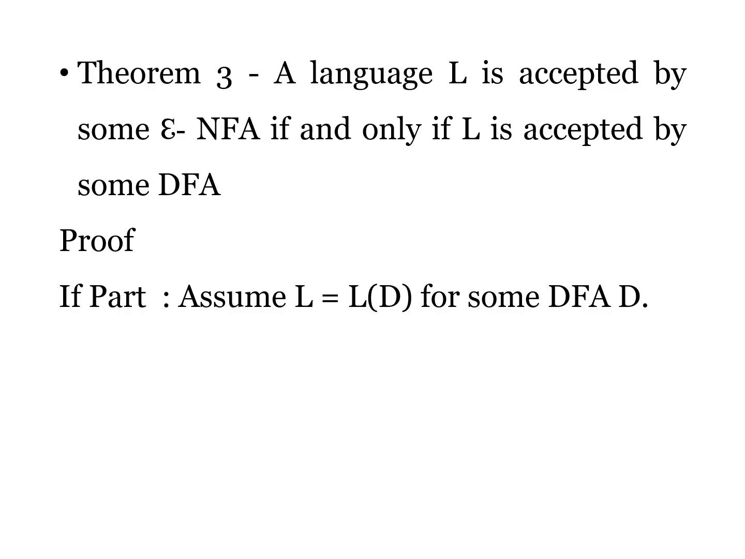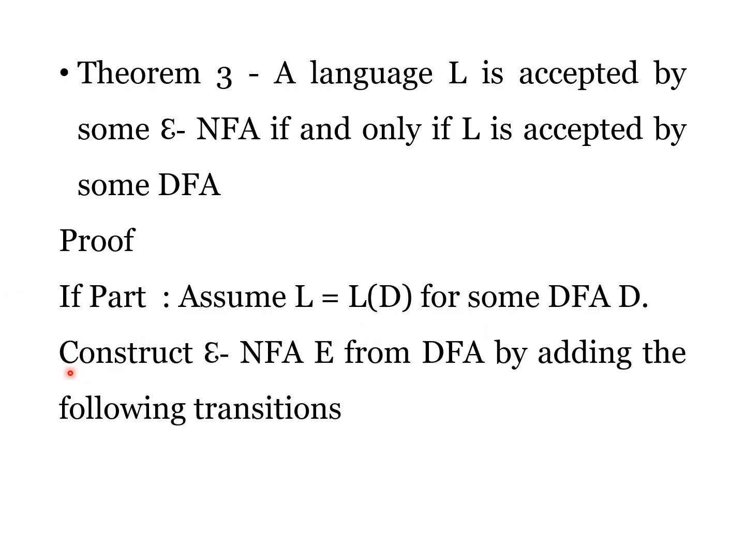So we are splitting the theorem into two parts. We are taking first the if part and then the only if part. So we are first proving the if part and then we are going for the only if part. So what is our if part? In the if part, we assume that there exists a DFA D, then there exists an equivalent epsilon NFA. So given a DFA, we want to say that there exists an equivalent epsilon NFA for this DFA D. This is the if part proof.